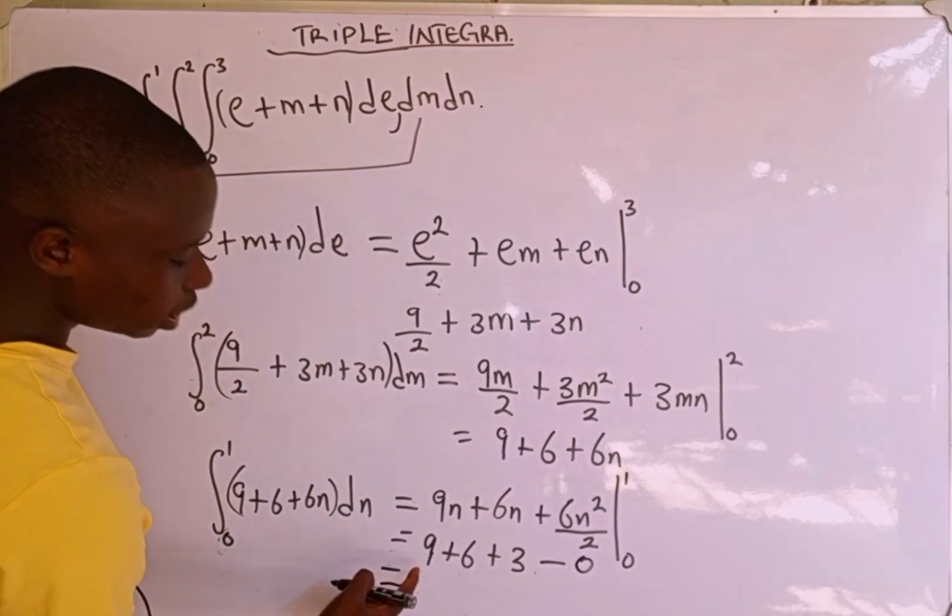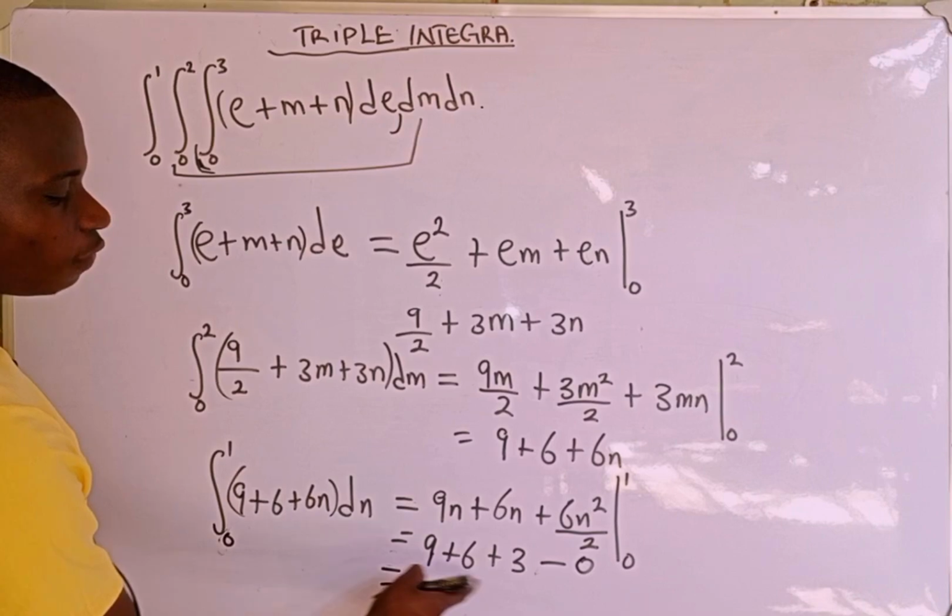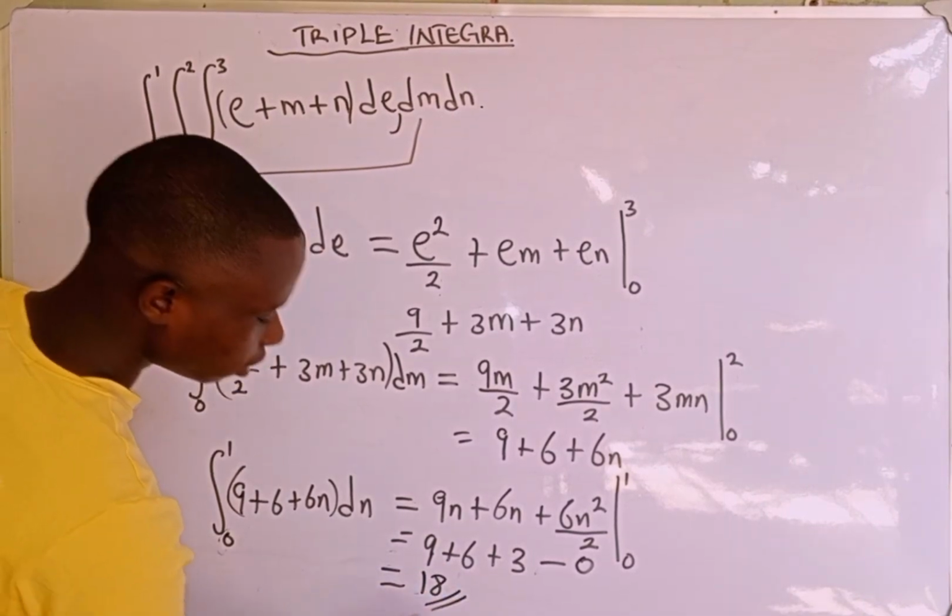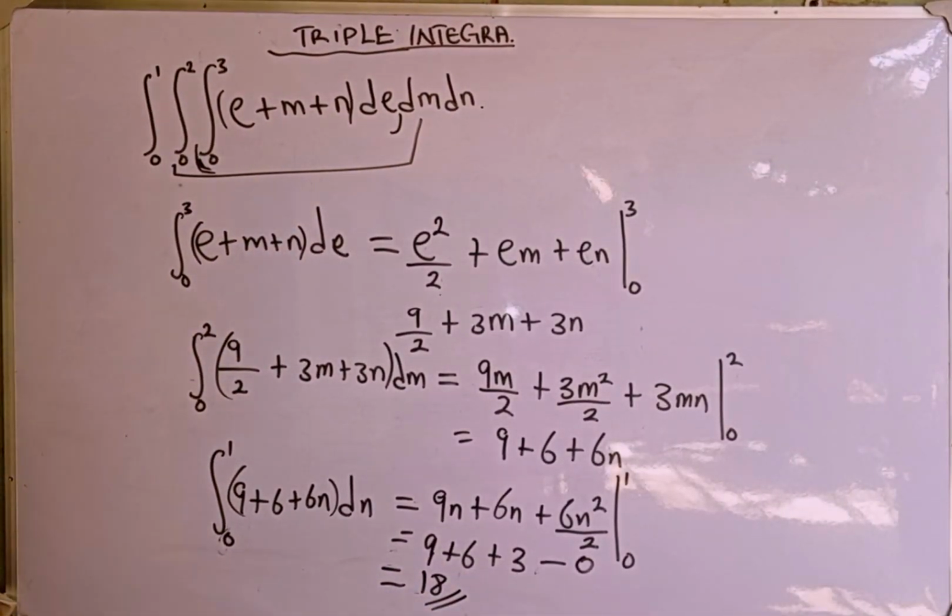So we are going to have what? 9 plus 6 is the same as 15. 15 plus 3 is going to give us what? 18. Therefore, the value of this integral is equal to 18.